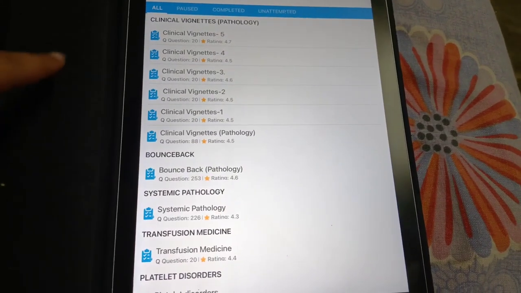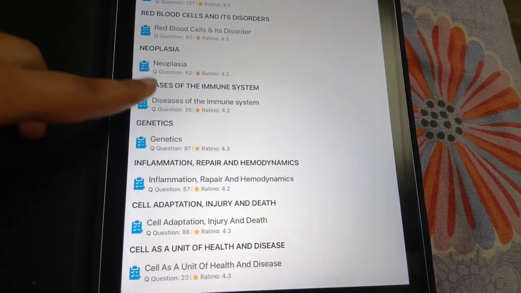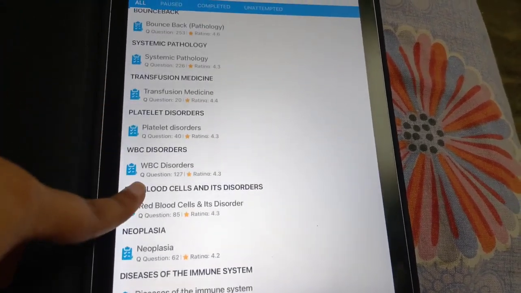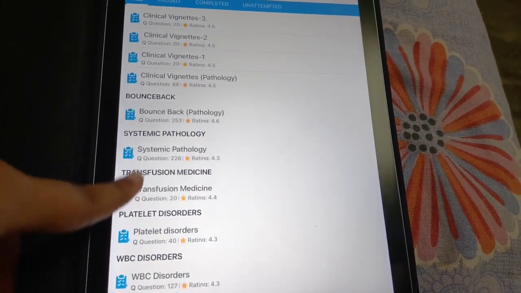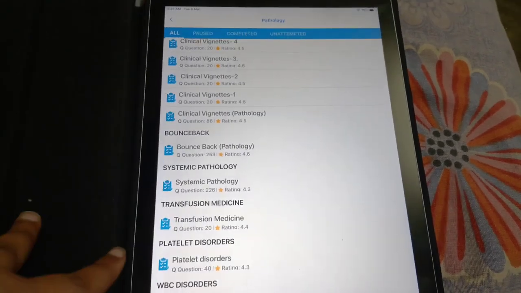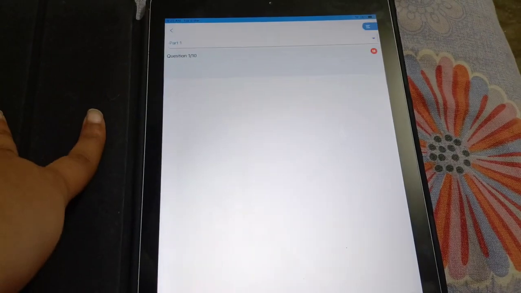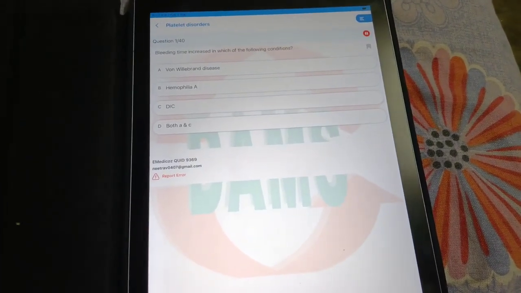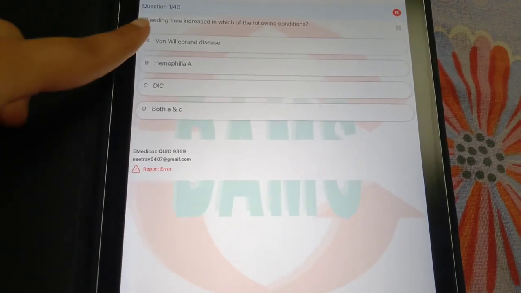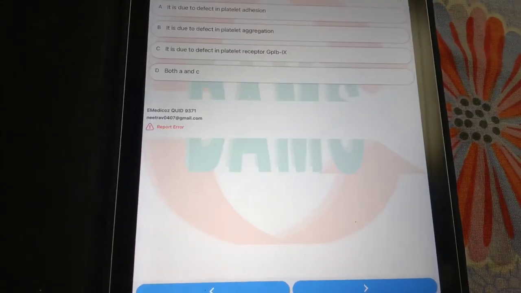As you can see, there are clinical vignettes, and then we have bounce back, systemic pathology, and then all the chapters of general pathology, including hematology. So we're going to platelet disorders in hematology, and let's practice some questions. Let's start the question bank. So this is an easy question. Let's move to another question.